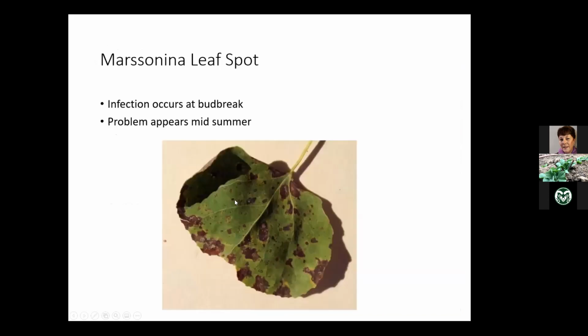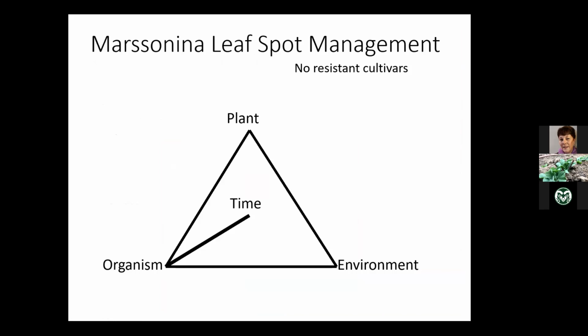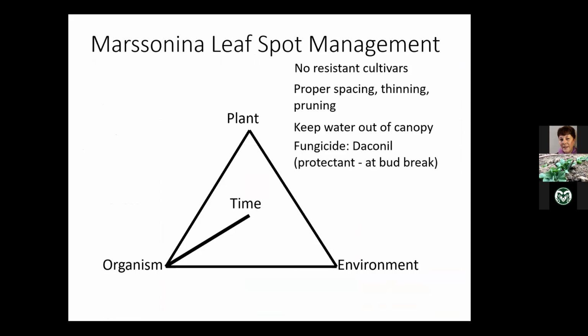Infection occurs at bud break, and then you'll see these show up about midsummer. So along about July-ish, usually you'll see these symptoms start to show up on the leaves. But the infection started as those leaves were coming out. And so if you want to treat for that, make sure that you use a fungicide at bud break. You can use chlorothalonil as the active ingredient, and it's a protectant. And so it will protect those leaves from being infected by the Marssonina pathogen.